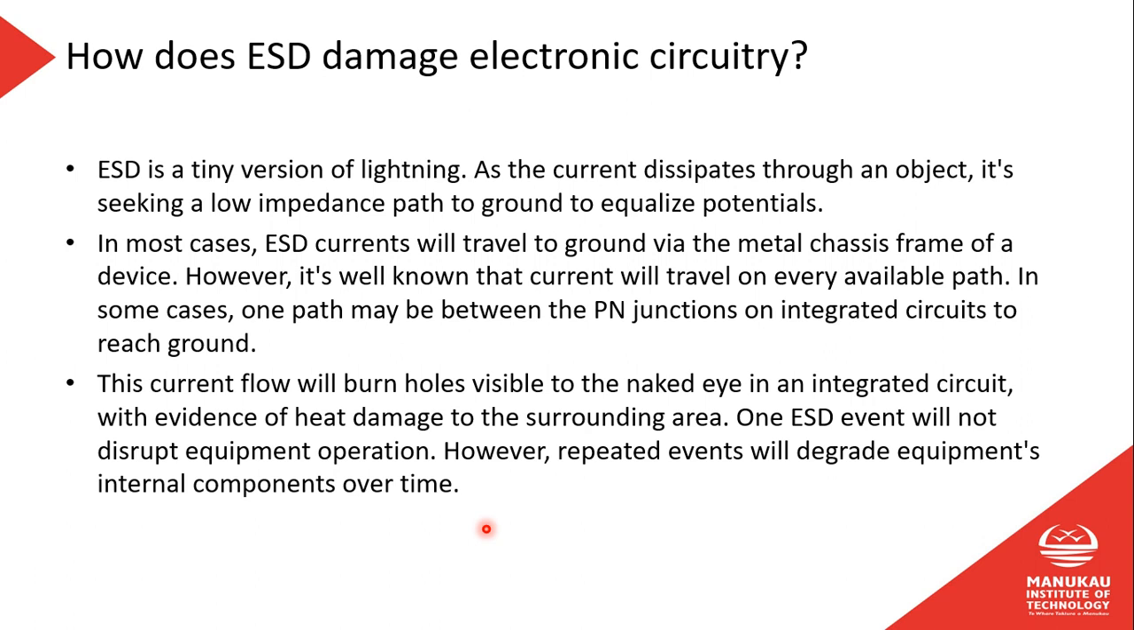How does ESD damage electronic circuitry? ESD is a tiny version of lightning. As the current dissipates through an object, it's seeking a low impedance path to ground to equalize potentials. In most cases, ESD currents will travel to ground via the metal chassis frame of a device. However, it's well known that current will travel on every available path. In some cases, one path may be through the PN junction on integrated circuits to reach ground. This current flow will burn holes, visible to the naked eye, on an integrated circuit, with evidence of heat damage to the surrounding area. One ESD event will not disrupt equipment operation. However, repeated events will degrade the equipment's internal components over time.